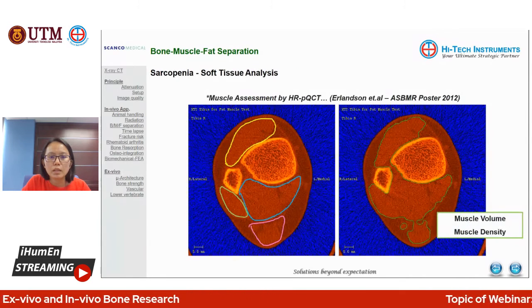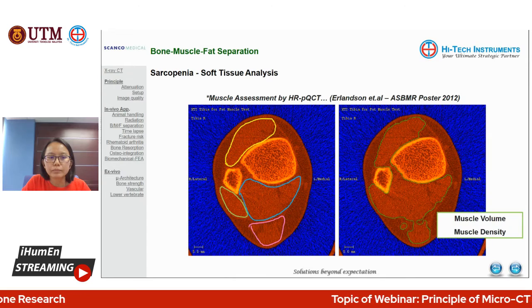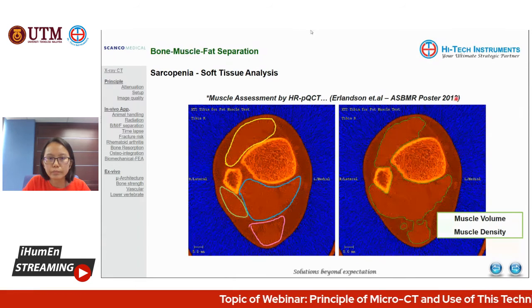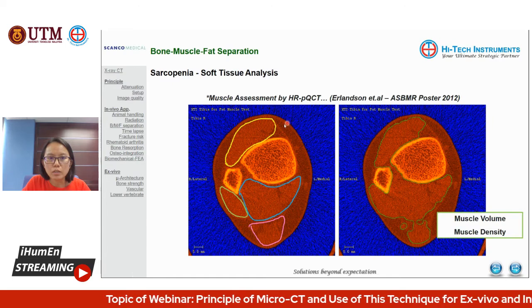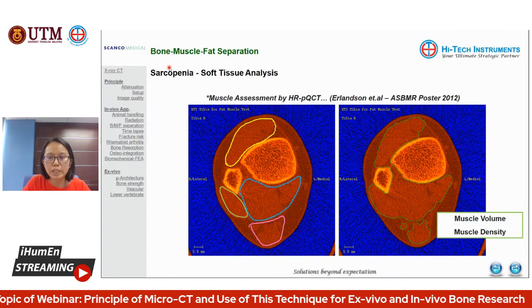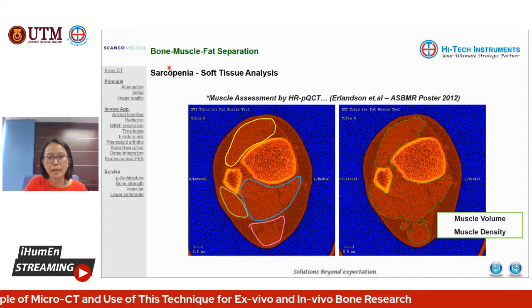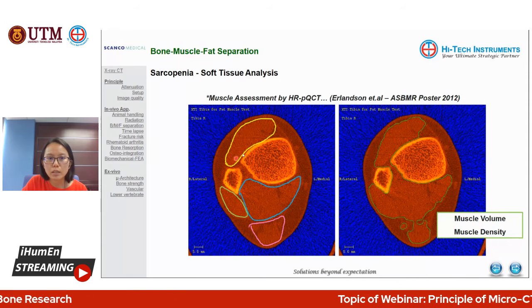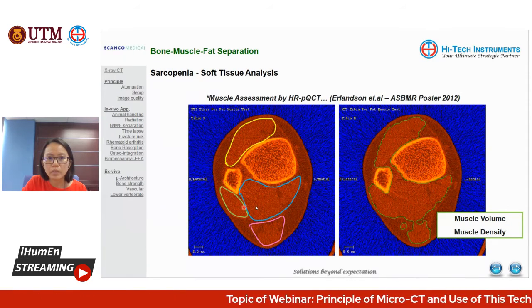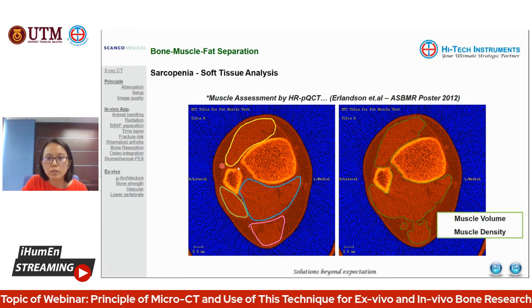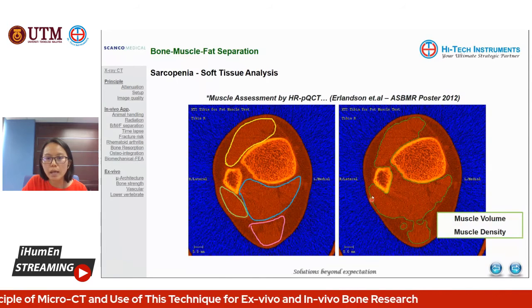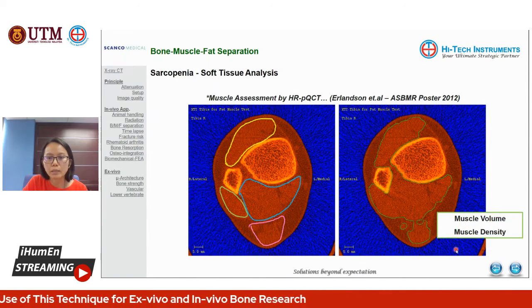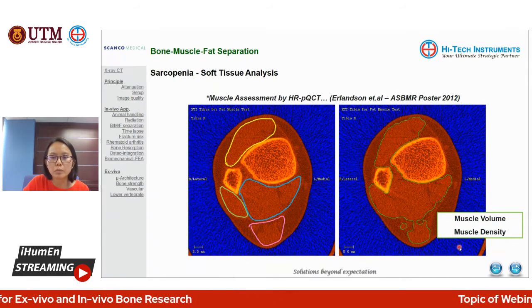Okay, so this will be an example of a study for soft tissue analysis, sarcopenia, which is a syndrome or disease characterized by progressive loss of skeletal mass and strength. From here, you can see the contrast of the muscle, which is different compared to the bone and the fat itself. From here, we can do the segmentation and we can measure the bone volume and also the muscle volume and also the muscle density.